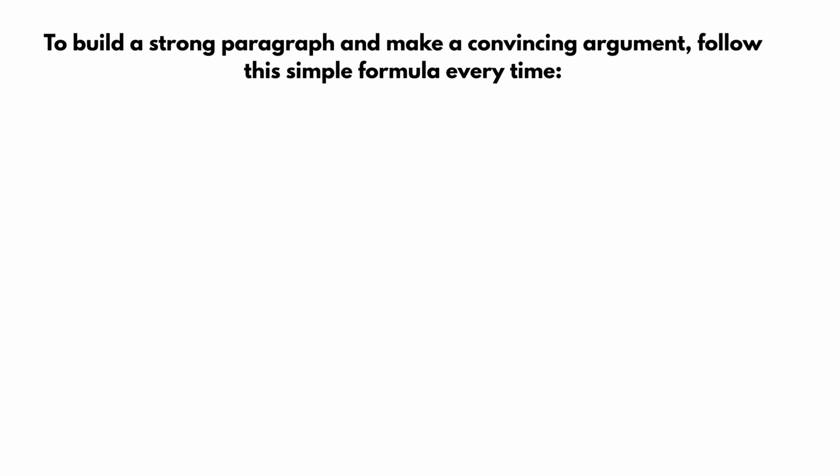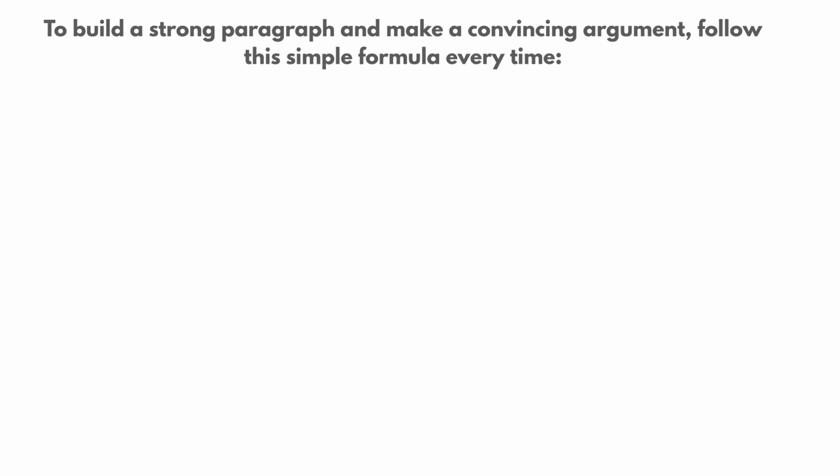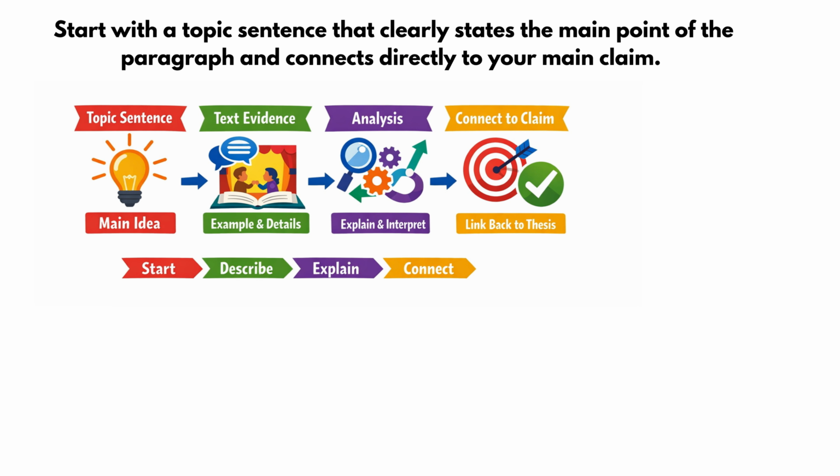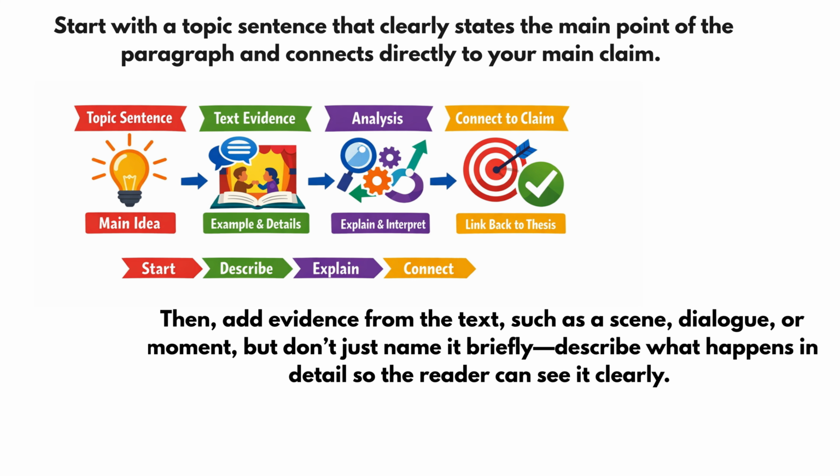Use a clear formula to build each paragraph. To build a strong paragraph and make a convincing argument, follow this simple formula every time. Topic sentence, evidence, explanation, connection to claim. Start with a topic sentence that clearly states the main point of the paragraph and connects directly to your main claim. Then, add evidence from the text, such as a scene, dialogue, or moment, but don't just name it briefly. Describe what happens in detail so the reader can see it clearly.